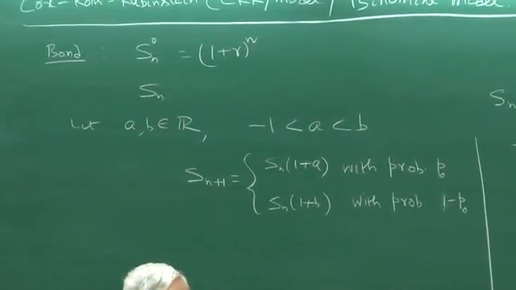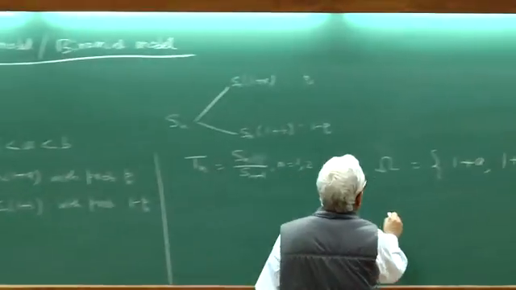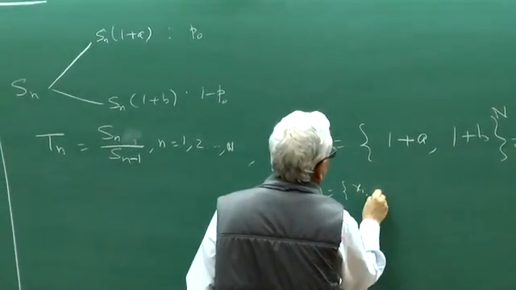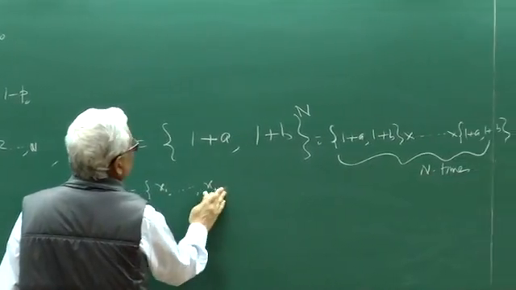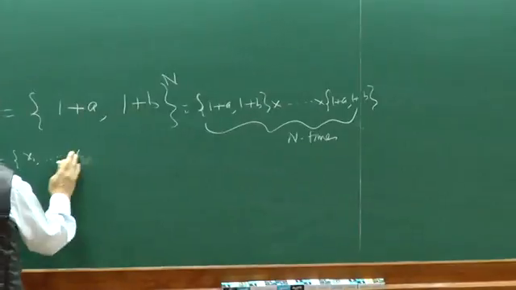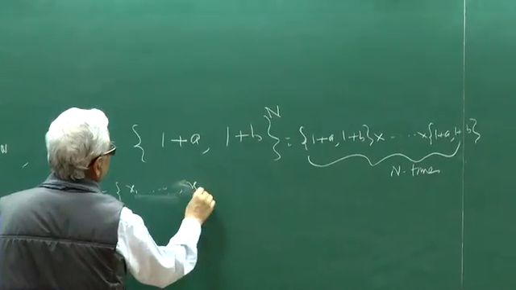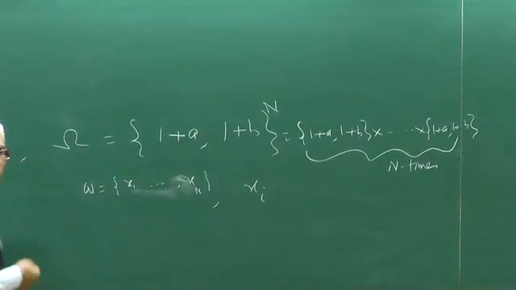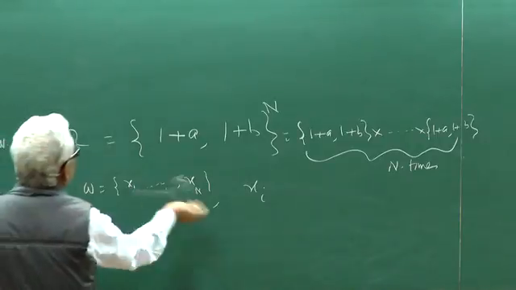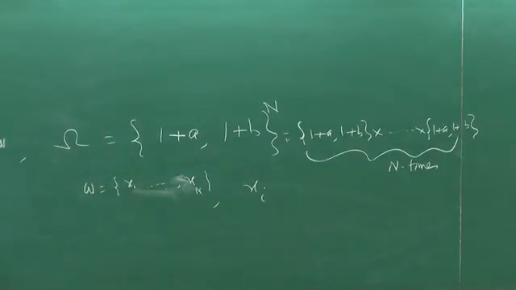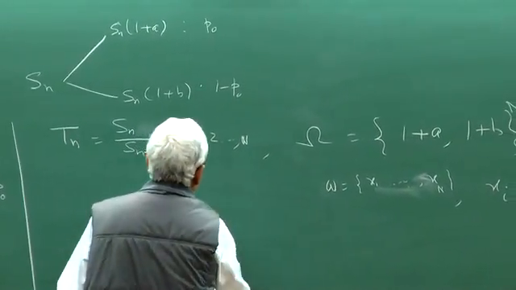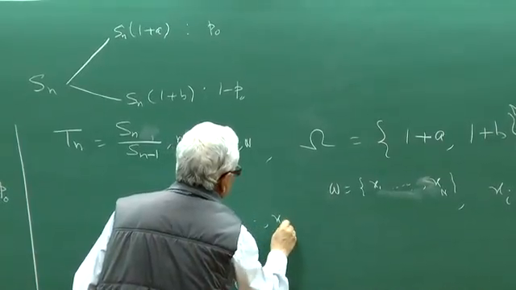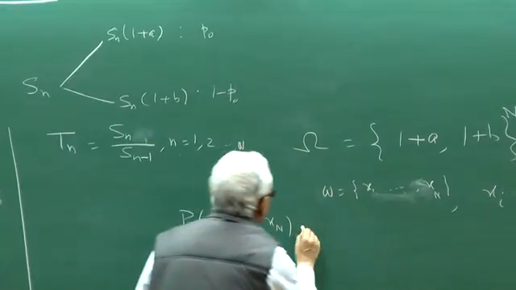So there is a market probability, right? So omega, what is omega? Omega is x1, x2, up to xn. So what is xi? What are these values? An n-tuple, right? An n-tuple in which each one is either 1 plus A or 1 plus B, right? So this is a typical omega. So how do I define the market probability? If I have such an omega, that is x1, up to xn, this is the original probability that I have been given.